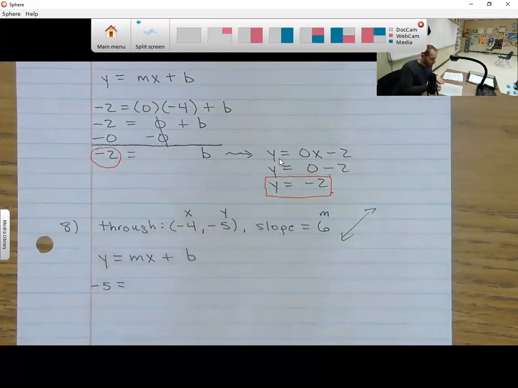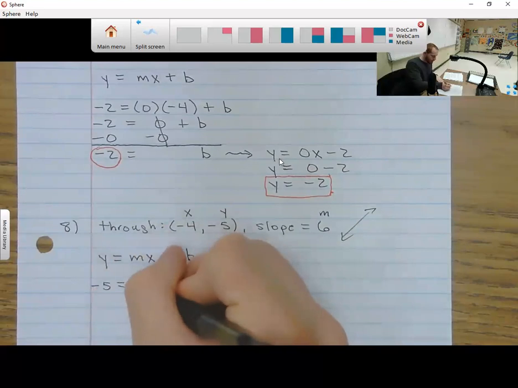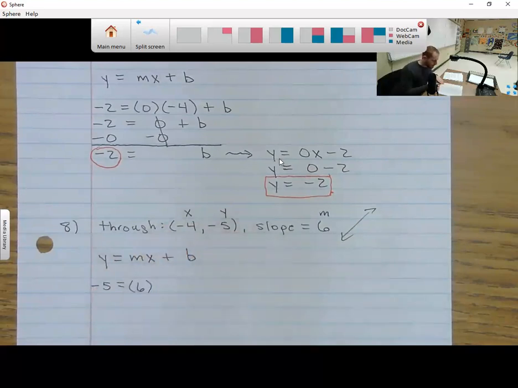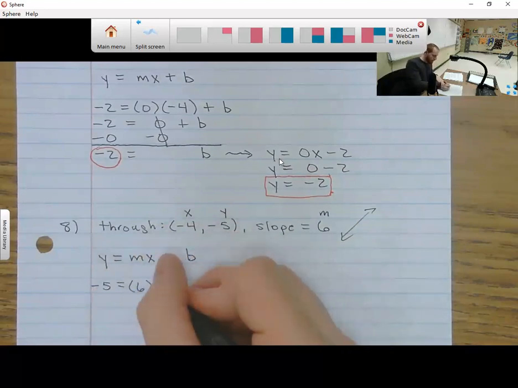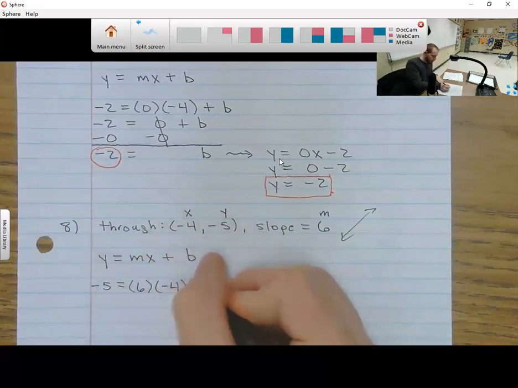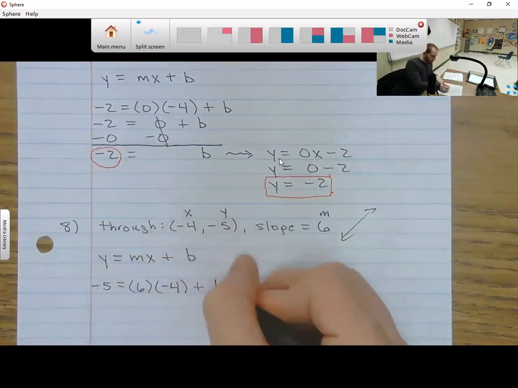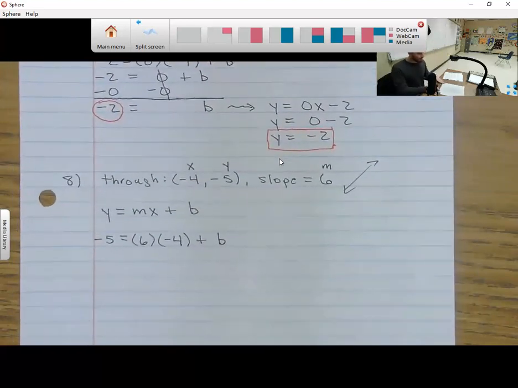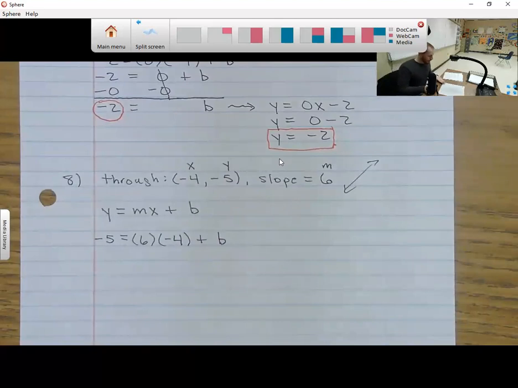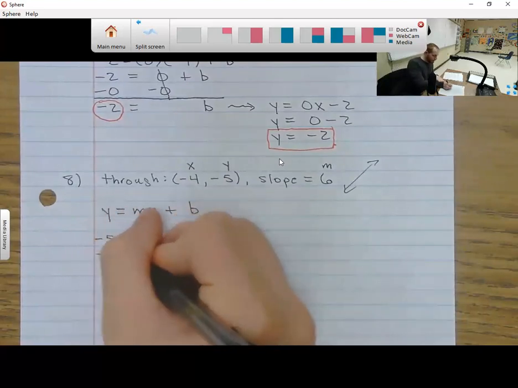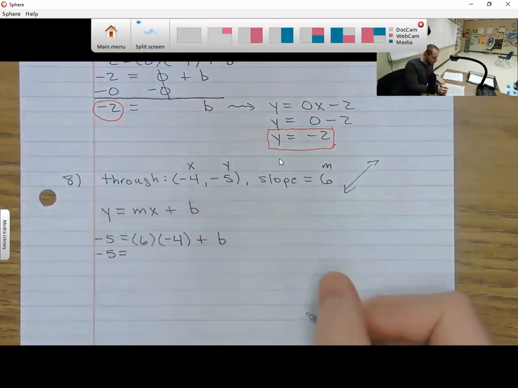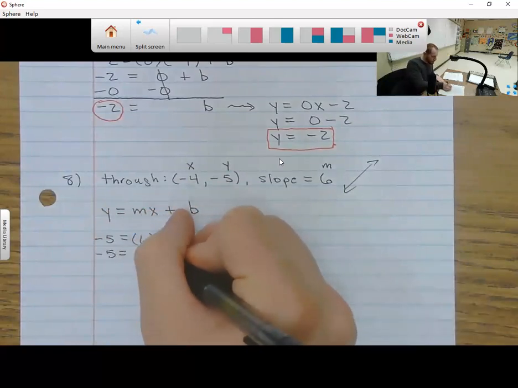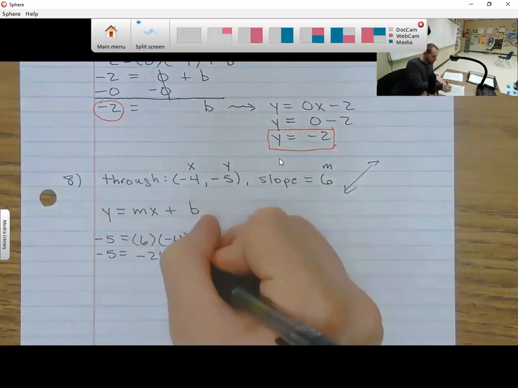The m is going to be 6. The x is going to be negative 4, right? Negative 4. And then plus b. We'll figure out what that is later. Okay, so now I multiply. I get negative 5 is equal to 6 times negative 4. That would be negative 24. And then I bring down the plus b.